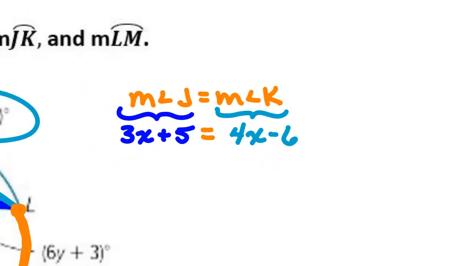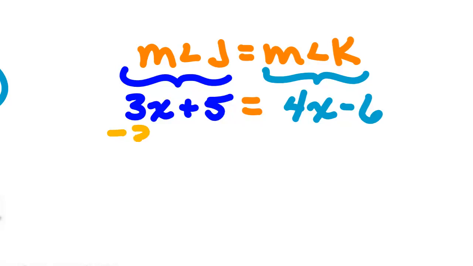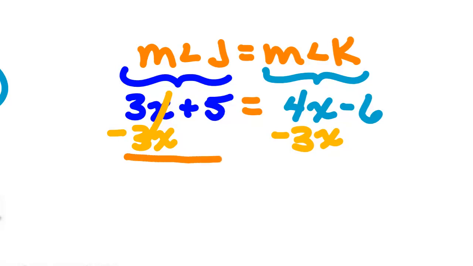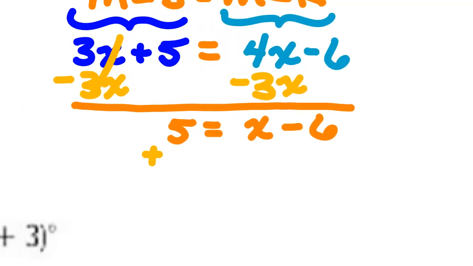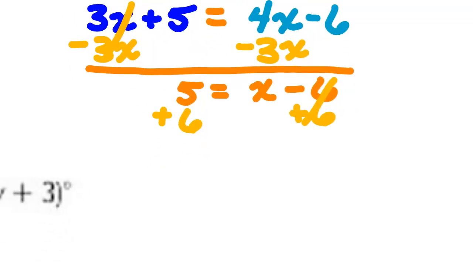So now we're going to solve this for x. That means the first thing I need to do is get my x's to the same side. So I'm going to minus 3x from both sides. Over on the left, I would have just a 5 remaining. On the right, I have 4x minus 3x. That's 1x. And then I bring down the minus 6. Then we add 6 to both sides to get the x all by itself. And we get that x is 11.